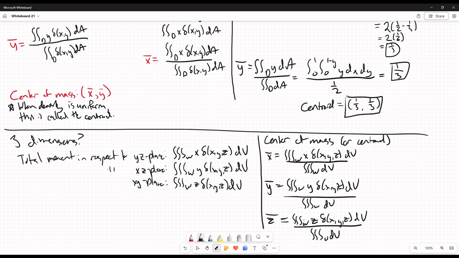And then you use a similar process to what we just did. So there you go. Not horribly unsurprising, but it is an extension of what we did in the two-dimensional case.